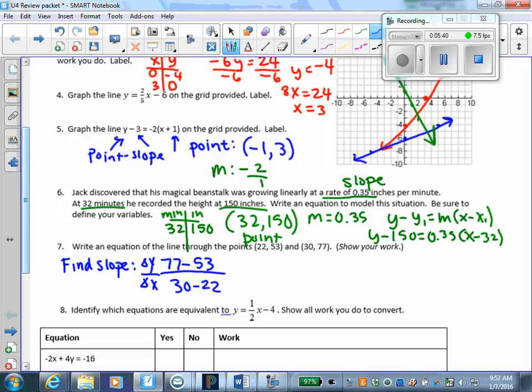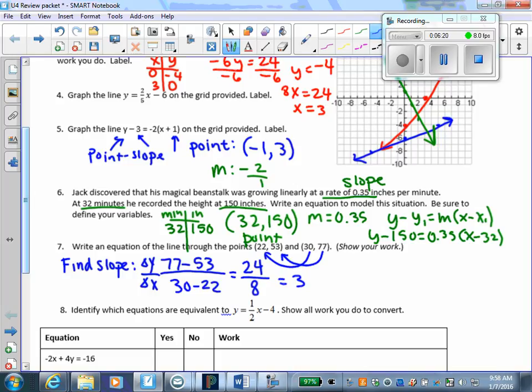Notice I started with the second point and subtracted the values from the first point. So be careful not to mix those around. You could have done it 53 minus 77 over 22 minus 30. That's okay too. You should get the same thing in the end. 77 minus 53 is, what would that be? 53 up to 77, so there's 7, and then 17 plus 7 is 24. I think that's right. 30 minus 22 is 8. 24 divided by 8 is 3. I hope I did that right. I'm pretty sure I did. Okay, so my slope is 3.